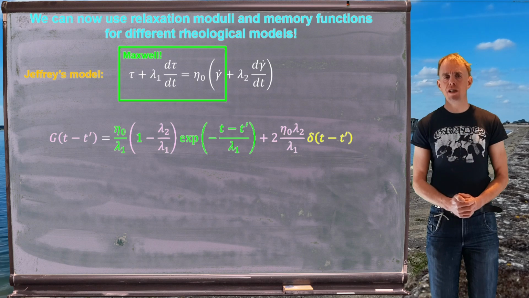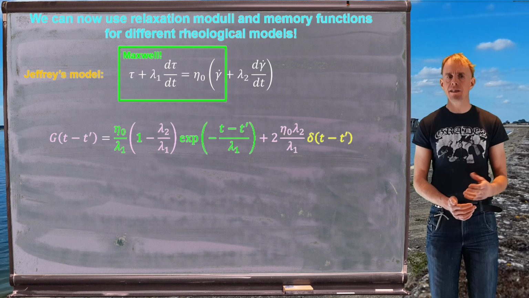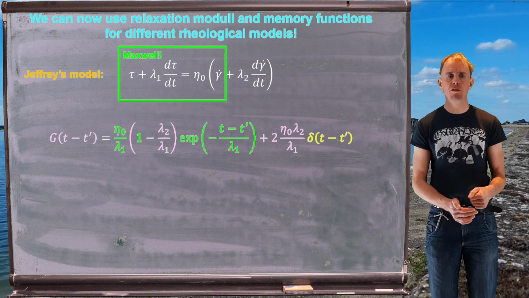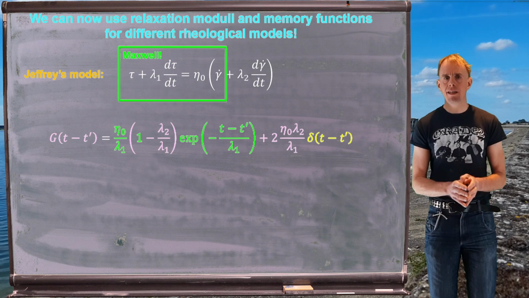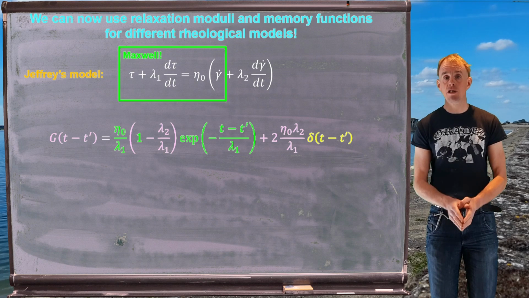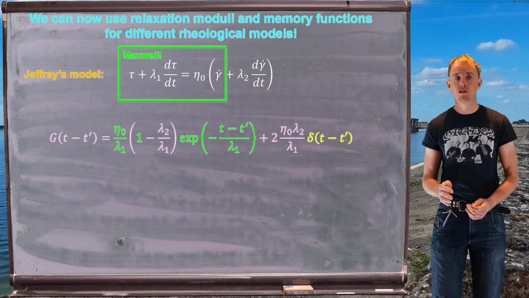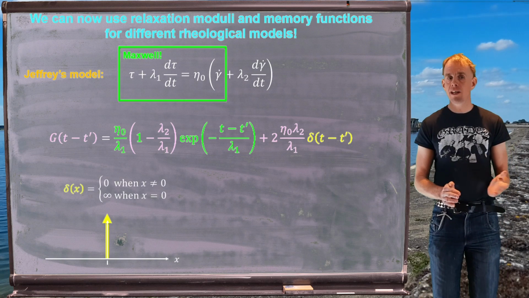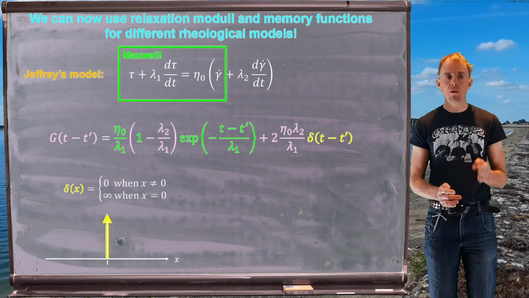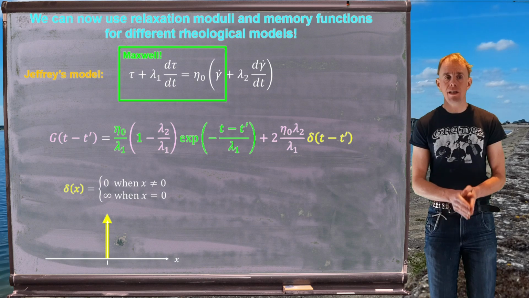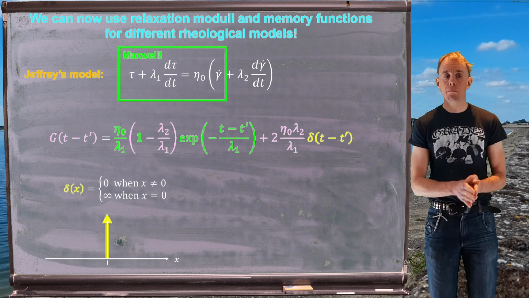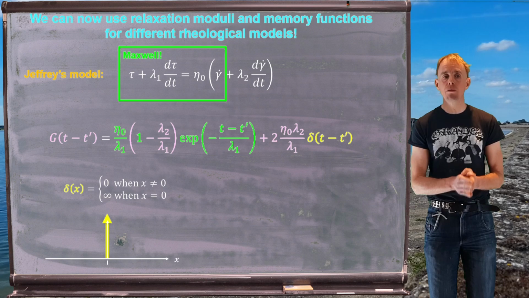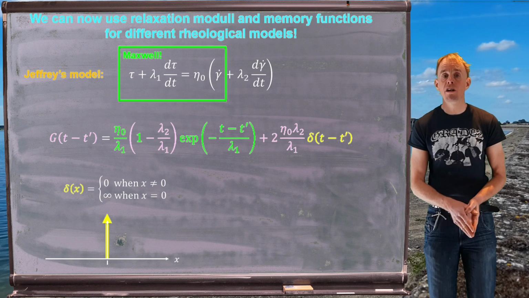There's a slightly curious term on the right-hand side there, in pink and yellow. You've got 2 eta naught lambda 2 over lambda 1, and then delta of t minus t dashed. Delta here is the Dirac delta function. It's a unit impulse. Let me just sketch that out. A unit impulse is 0 at every x that is not equal to 0. But when x is equal to 0, my unit impulse has a height of infinity.